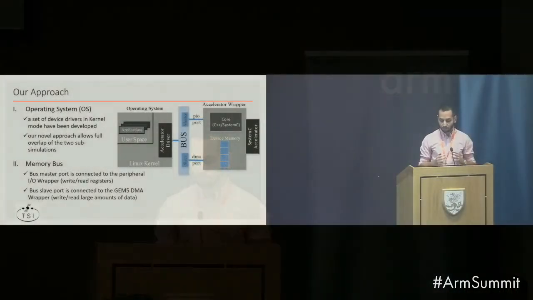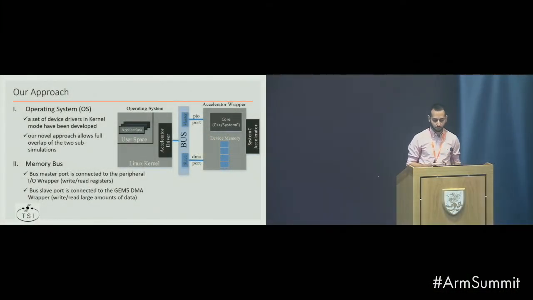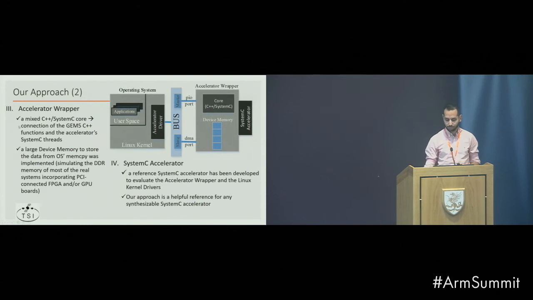So gem5 provides a memory bus to interconnect all architecture components, such as CPUs, caches, RAMs, and input-output devices, using master and slave ports. So in this work, our accelerator wrapper device was attached to the gem5 system using one master port, which is connected to the peripheral accelerator wrapper port in order to read and write its registers, and one slave port, which is connected to the DMA accelerator port in order to write and read large amounts of data to and from the accelerator.